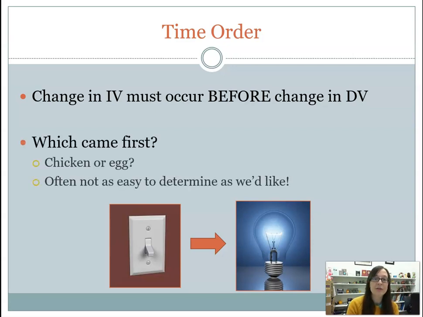So you have to be able to know that the change in the independent variable happened first. Sometimes this is like a chicken or egg kind of debate, but in something like a light switch and a light, that's pretty simple, but it's often not super easy to figure out that time order.